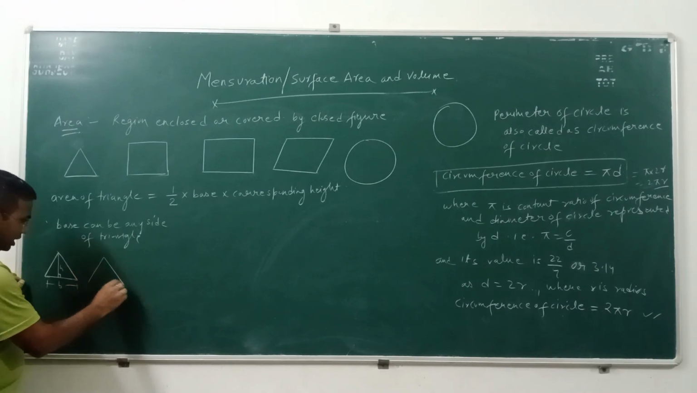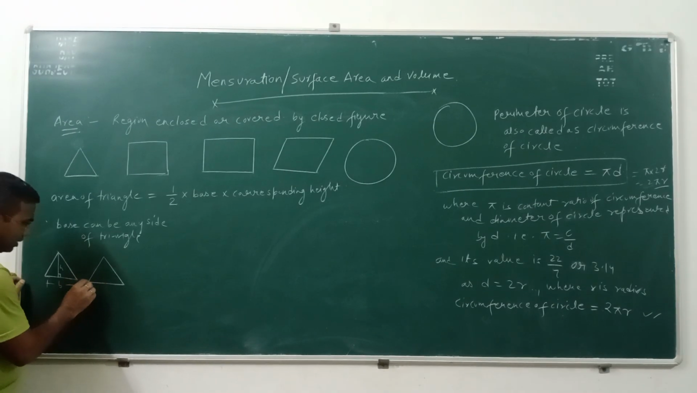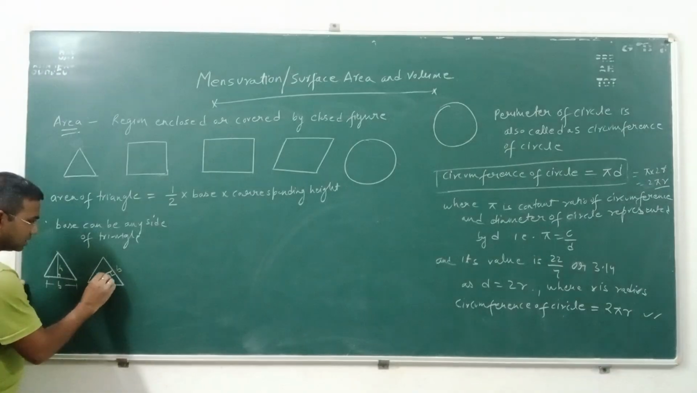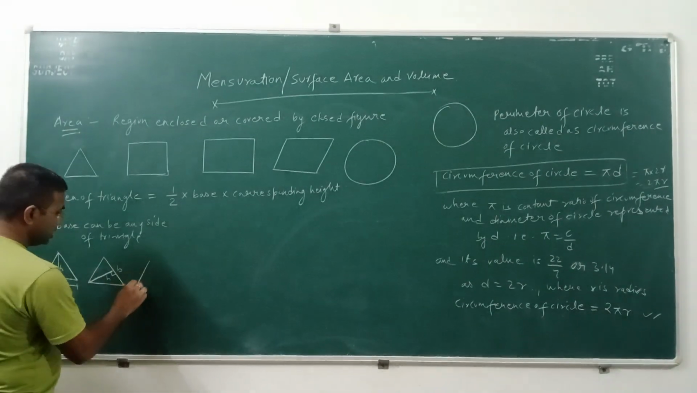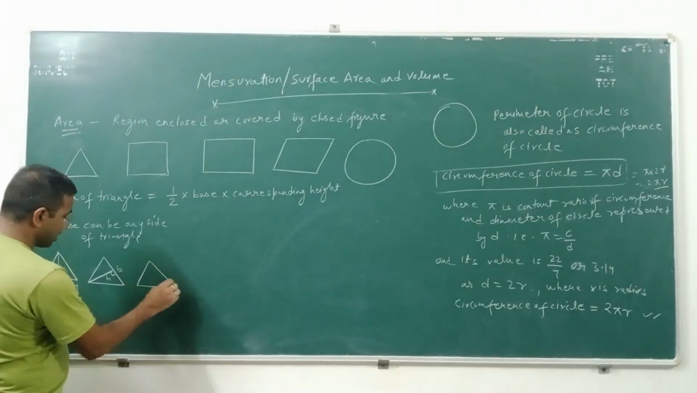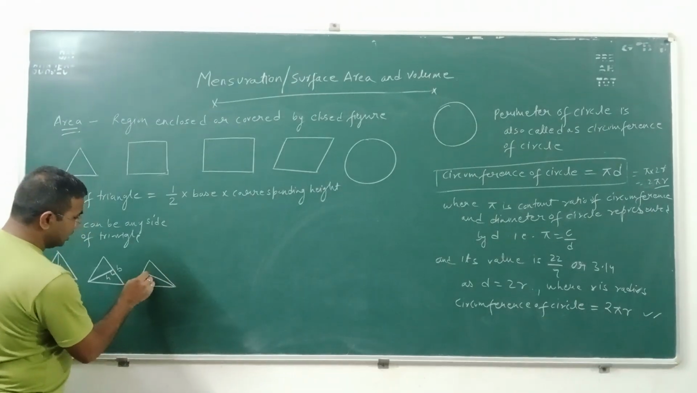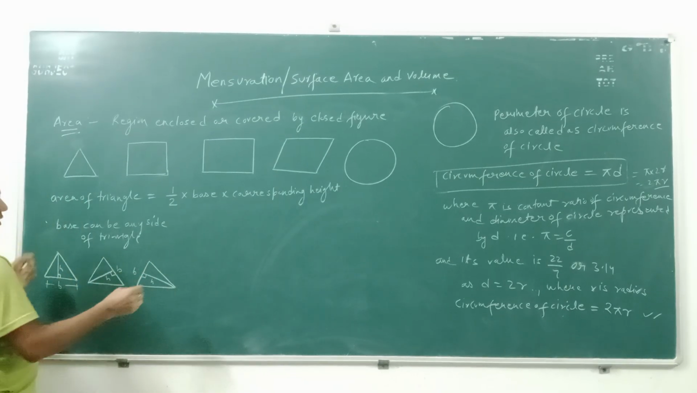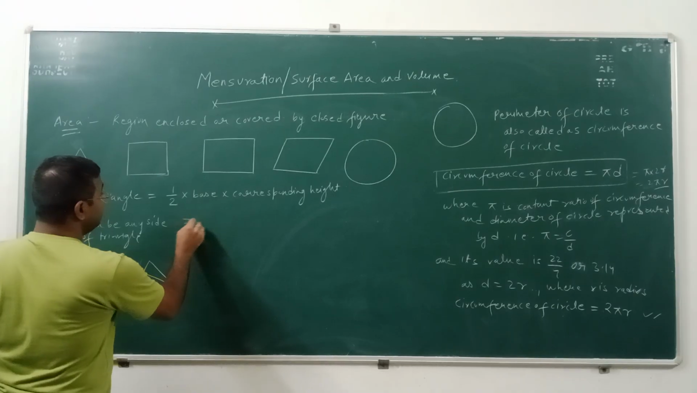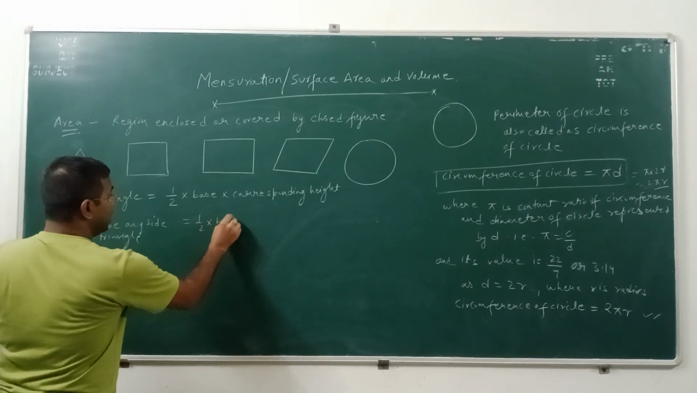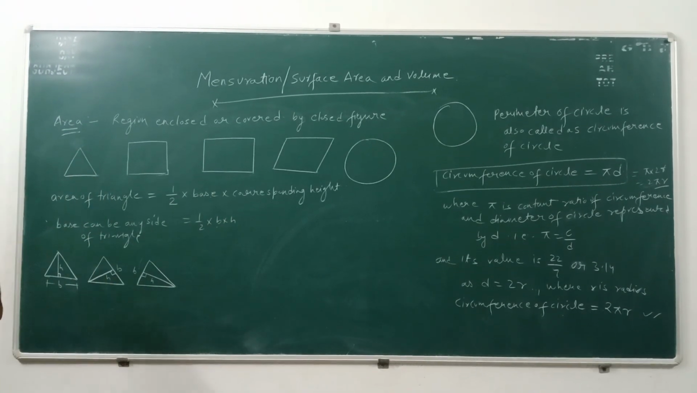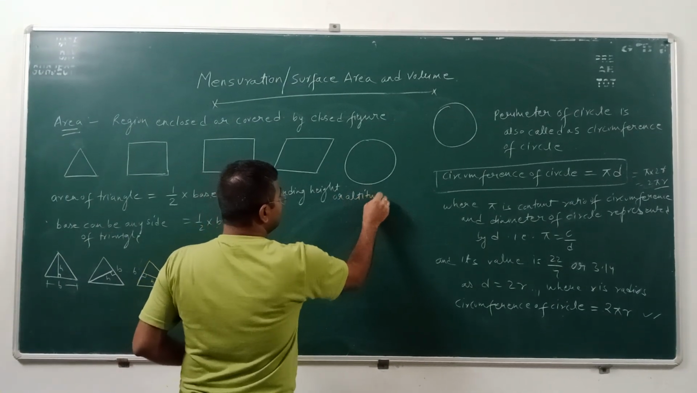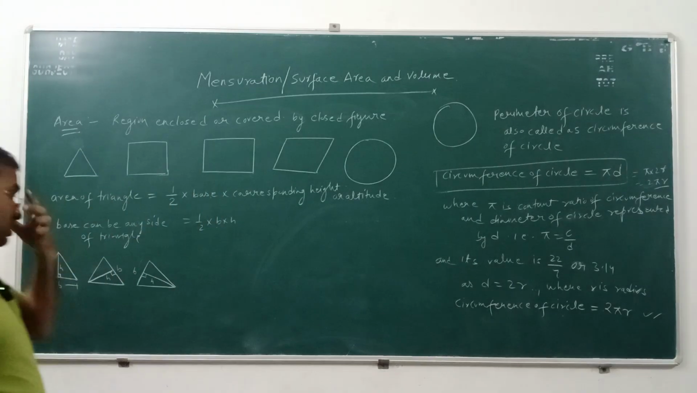Now suppose I have drawn another triangle. Suppose I have drawn the height on this side, then this will be called the base and this will be the height. So see here, half into b into h, where b is the base and h is the corresponding height. Height is also called altitude. Another word used for height is altitude.